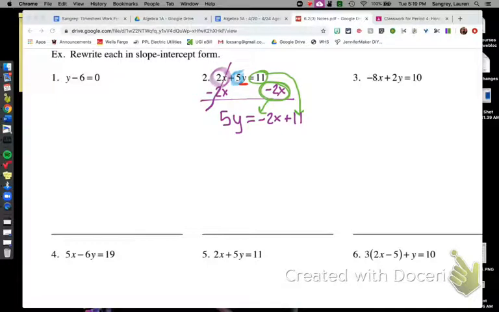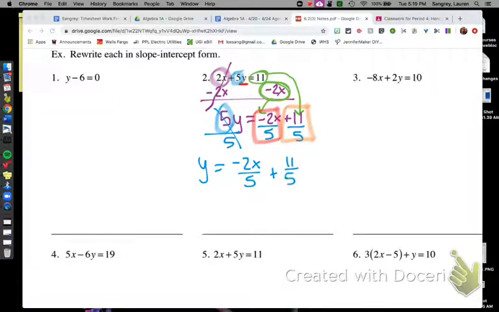Now, I still have a 5 in front of the y, so we're going to divide everything by 5, and we have y equals. Now, in red, can that fraction be reduced? The answer is no, so we leave it as is. And then in orange, can that fraction be reduced? The answer is no, so we leave it as is. And there is your new equation.